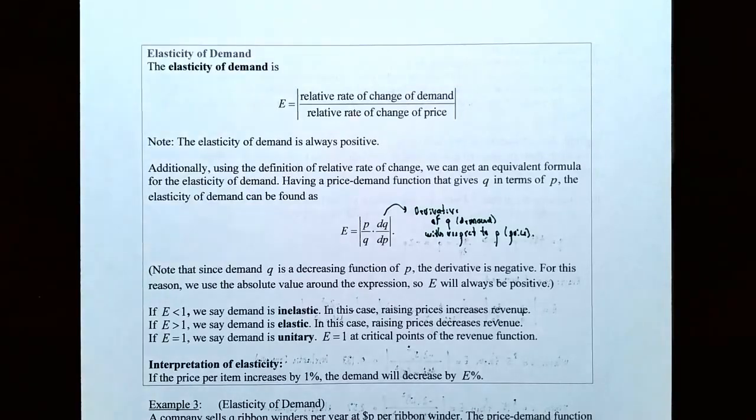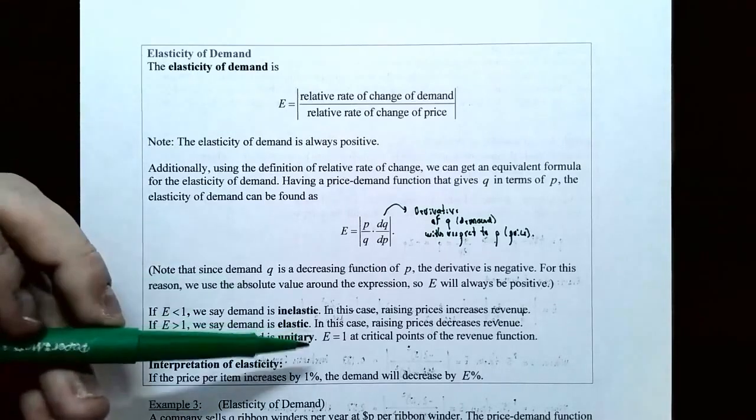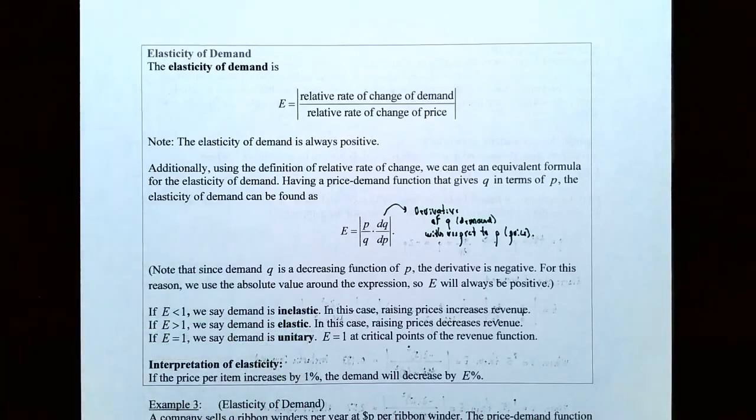So what does the elasticity of demand actually tell us? Well, there are three different cases. Whenever you take the absolute value, we'll be taking the absolute value of a number, so that positive number will either be less than 1, greater than 1, or equal to 1. So that's three different cases. If the elasticity of demand is less than 1, then it's what's called inelastic demand. And so what that means is rising prices will increase revenue. If the elasticity of demand is greater than 1, then you have elastic demand, which means rising prices will decrease revenue.